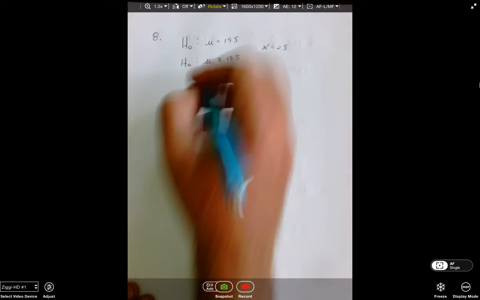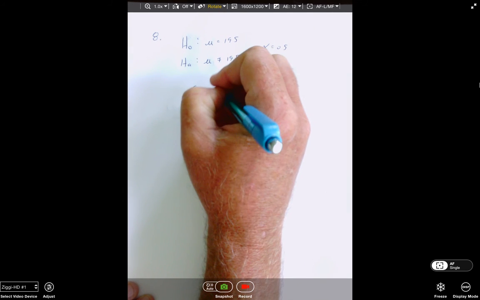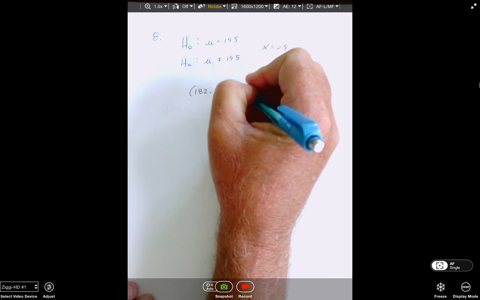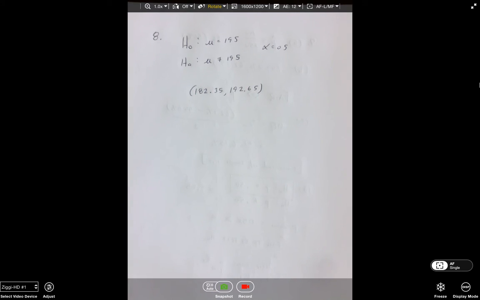And we don't have any information as provided in this example, but we do know that the 95% confidence interval is 182.35 up to 192.65. What is the appropriate decision on the null hypothesis?